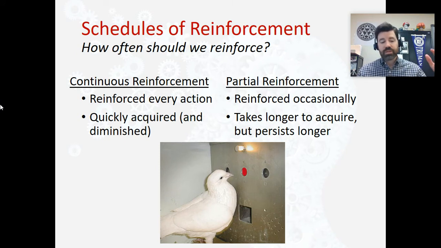Or imagine I have a big giant jar of Tootsie Roll Pops in my room, and every single time you raise your hand, I throw you a Tootsie Roll Pop. Every single time. It's what we call continuous reinforcement. The advantage to continuous reinforcement is that you can very quickly learn a behavior. If you want a Tootsie Roll Pop, you know exactly what you need to do. All you got to do is raise your hand, and you get one coming at you.